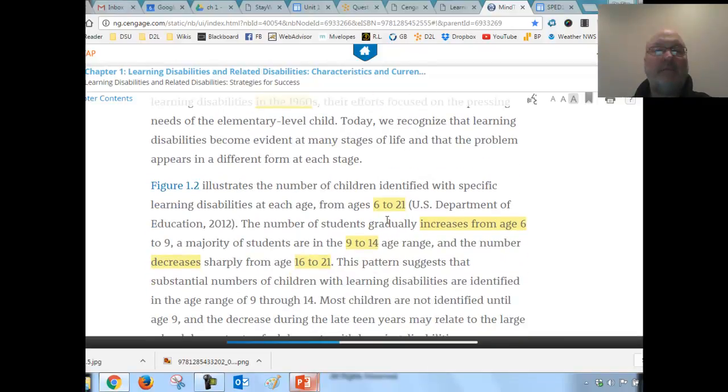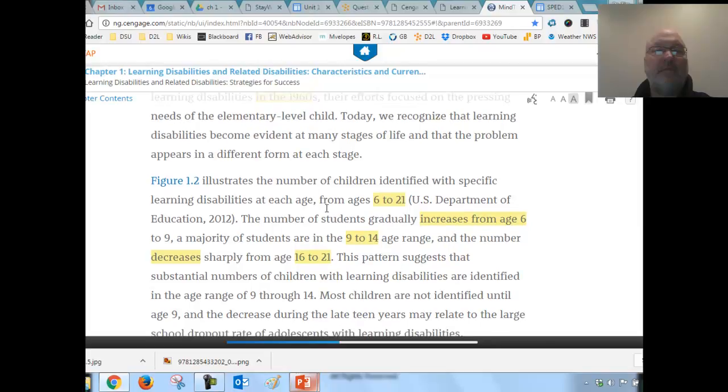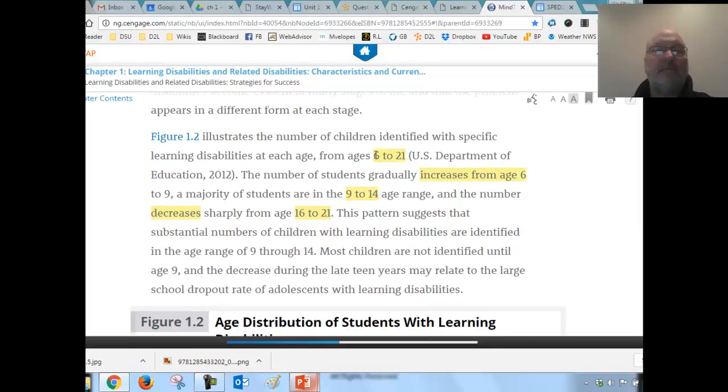Okay, and then talk about this and what are these ages. It's from 6 to 21. Do you understand that rule? That you can first be in special ed and on an IEP starting at age 6, and it goes through 21, and that is the age at which they age out of special ed. You know this, they can be in special ed beyond high school up to age 21 to get transition services. And the number of students gradually increases from age 6 to 9. And then the majority of students are in the 9 to 14 age range, and the number decreases sharply from 16 to 21.